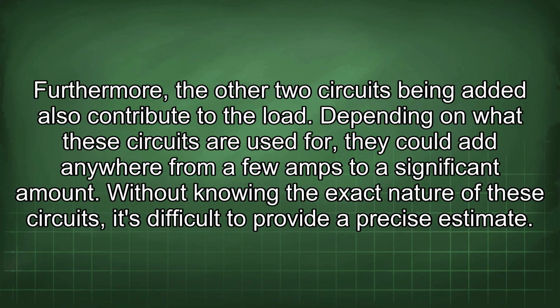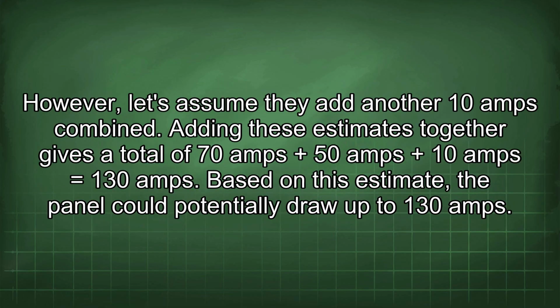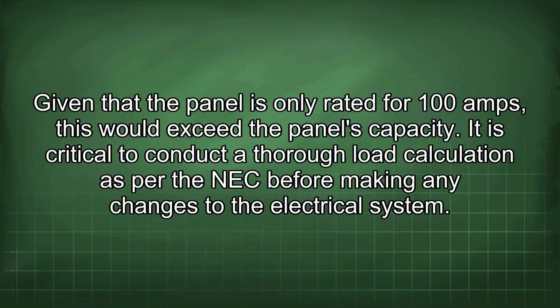Furthermore, the other two circuits being added also contribute to the load. Depending on what these circuits are used for, they could add anywhere from a few amps to a significant amount. Without knowing the exact nature of these circuits, it's difficult to provide a precise estimate. However, let's assume they add another 10 amps combined. Adding these estimates together gives a total of 70 amps plus 50 amps plus 10 amps equals 130 amps. Based on this estimate, the panel could potentially draw up to 130 amps. Given that the panel is only rated for 100 amps, this would exceed the panel's capacity.